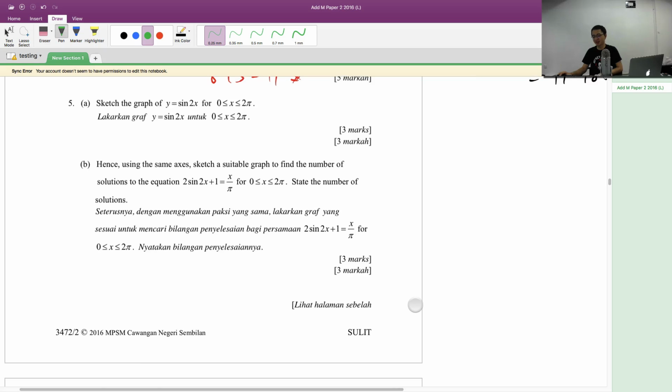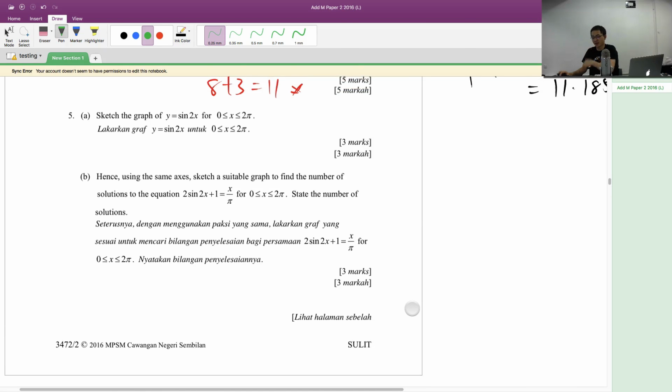Number 5, I ask you to sketch y equals sine 2x. This one is a bonus mark because I think it's very easy. So first thing, I draw the axes. Then the sine graph, of course I know how the sine graph will look like. Let me just draw it nicely.